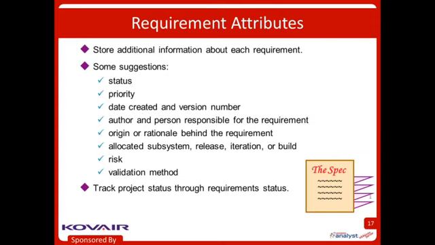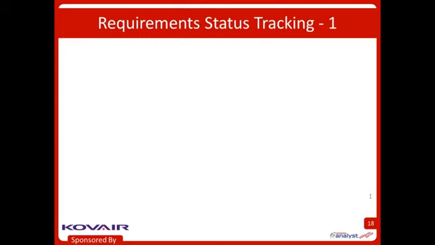So this is a way that lets you mix requirements that are allocated to multiple baselines or releases in a single database and distinguish them from each other. So maybe if you have to defer a requirement, you just change the status attribute from one value to another. And that's a whole lot easier than moving it from one document to another. So that brings us nicely to requirement status tracking.